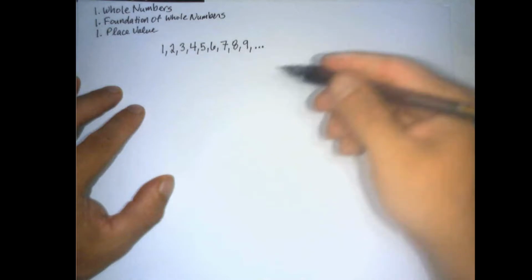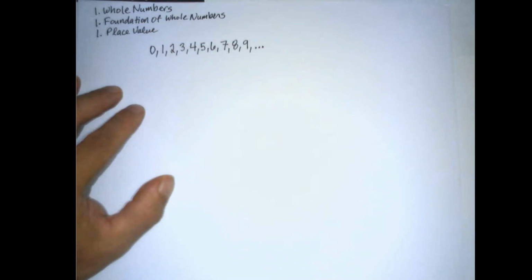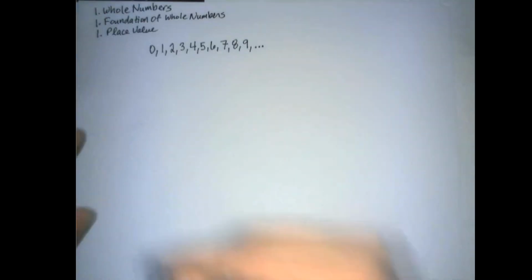Now, what makes a whole number? The set of whole numbers includes 0. So now we have the whole numbers. There's a 0, 1, 2, 3, 4, 5, 6, 7, 8, 9, 10, 11, 12, and so on and so on. That's the whole numbers.